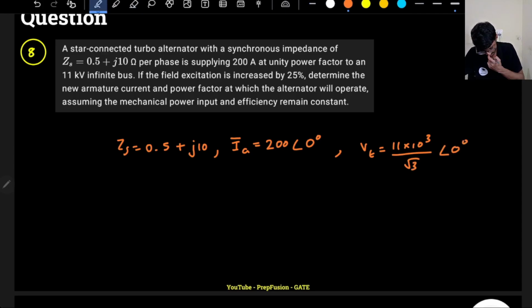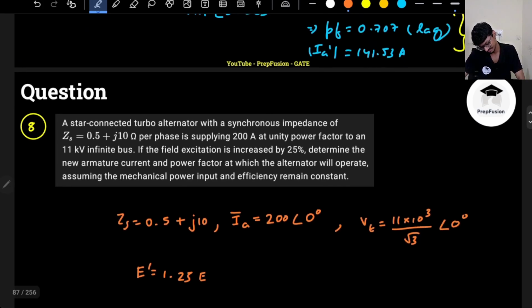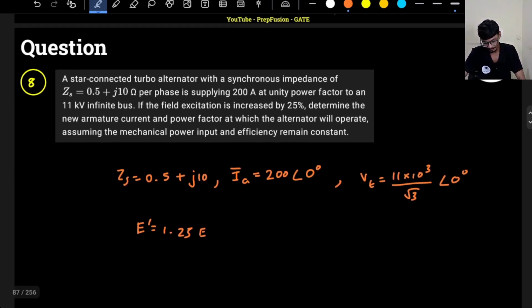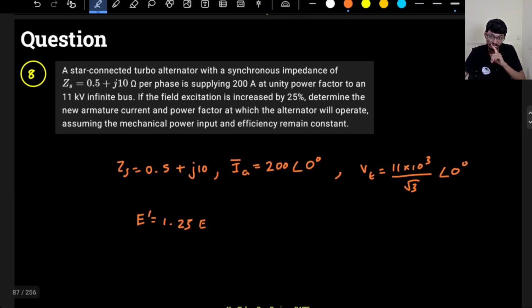If the field excitation is increased by 25%, so E is increased by 25%, the new E dash is 1.25 of the previous one. Determine the new armature current and power factor at which it will operate, assuming mechanical power input and efficiency remain constant. This time it is different, because now the mechanical power input is constant, not the output.